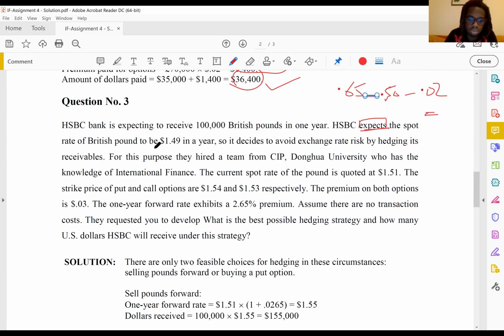Okay, the spot rate of the British pound is 1.49 in a year. So it decides to avoid exchange rate risk by hedging its receivable. So for this purpose, you hired a team from CIP. Glad you are in international finance, so you are the team. So the current spot rate is 1.51.